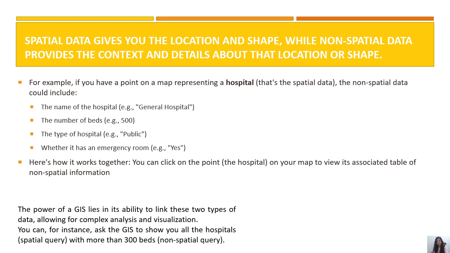So whether it has an emergency room, all this information can be associated with non-spatial information. Once you click onto the map and analyze, you can view all the spatial information in your attribute table in any of the software. So the power of GIS lies in the ability to link these two types of data, allowing complex analysis to visualize. For instance, you can ask GIS to show hospitals with a spatial query with more than 300. That means it is a combination of two data sets, that is complex analysis.